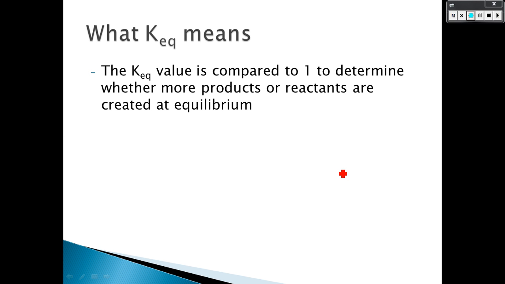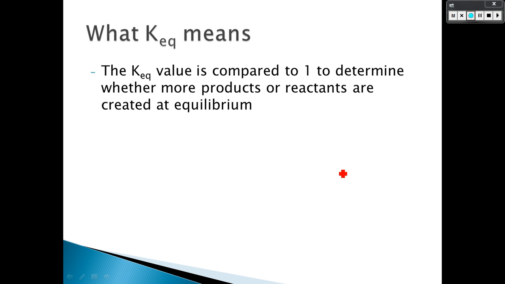The value of Keq compared to the number 1 can be used to determine whether in your equilibrium reaction more products or more reactants are created. So if you go back to the beakers and the straw activity, you know that at equilibrium we had more products than reactants, and we say that that is a product-favored reaction because you actually had more product than reactant.